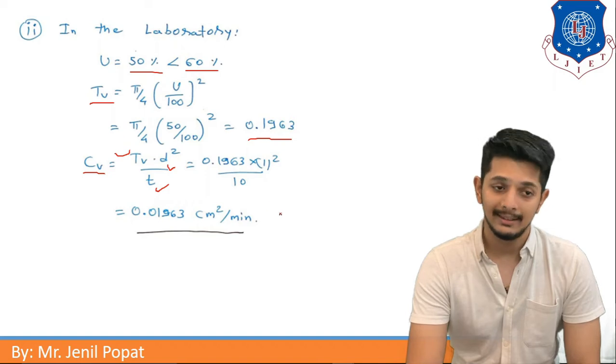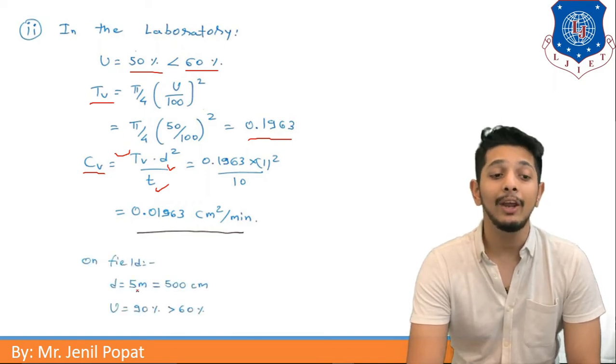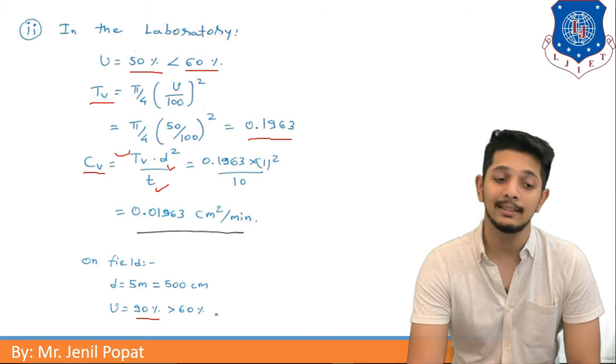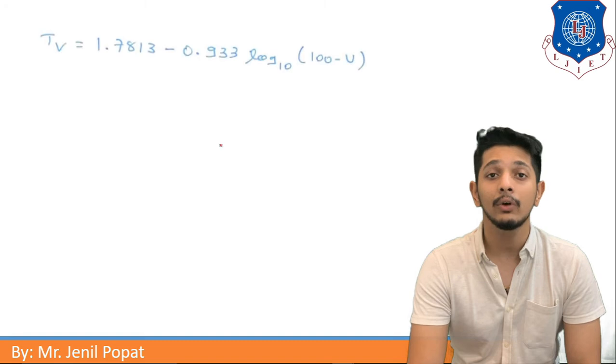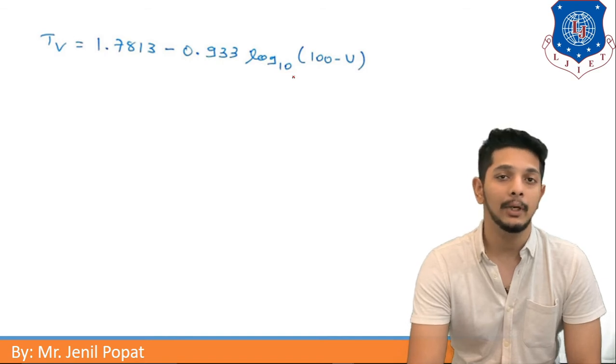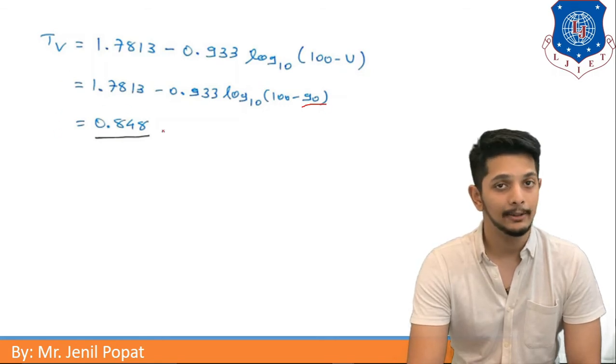So we got Cv value. Let us move further. On field, D is given as 5 meter, equal to 500 centimeter, and degree of consolidation on field was 90%, which is greater than 60%. So I cannot use this formula. I have to use another one for time factor, which is Tv = 1.781 minus 0.933 log10 of (100 minus U). Here degree of consolidation is 90%. So putting that value, I am getting time factor as 0.848.